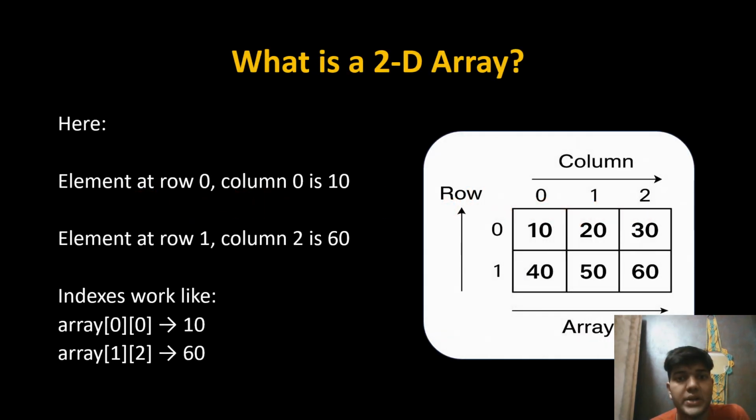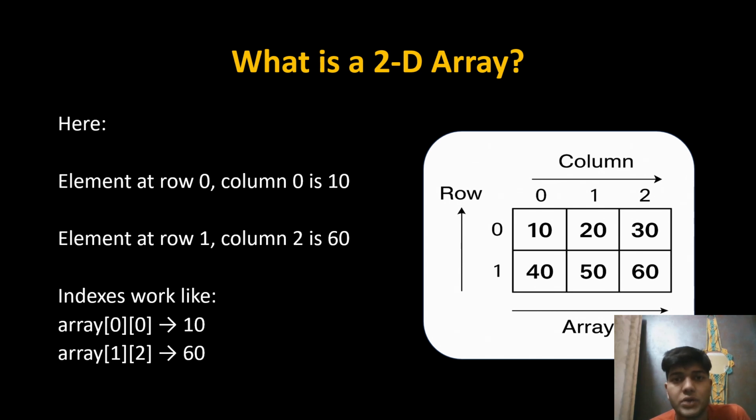So, what is a 2D array? A 2D array is like a table made up of rows and columns. Let's look at an example. Suppose we have an array which has elements 10, 20, 30, 40, 50 and 60. The element at row 0, column 0 is 10. The element at row 1, column 2 is 60.